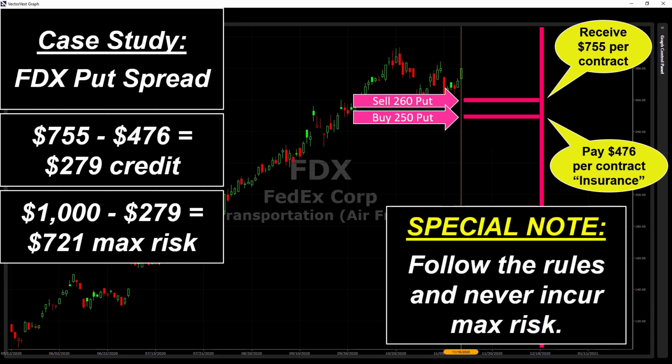Again, a special note. If you follow the rules, you will never incur maximum risk. Just like you would never hold a stock trade all the way down to zero and incur max risk on a stock trade, you will never incur max risk on an option trade as long as you follow the rules.